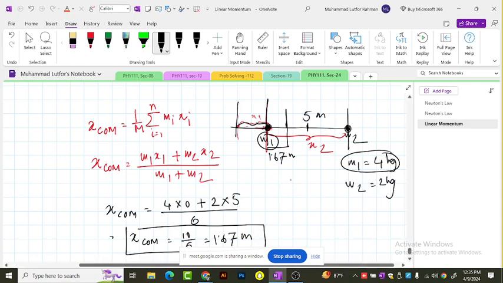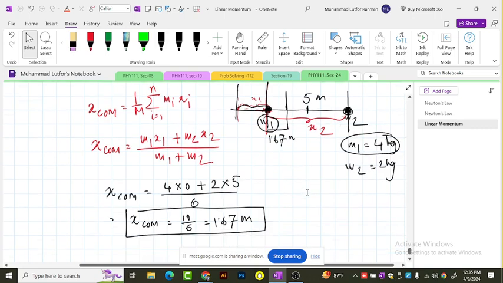Alright, so my question is, if I choose the origin at the location of M2, will the center of mass be changed? So the center of mass will be the same, sir. I mean, from M2 it will be 3.3 meters. Yeah, that's good, very good.